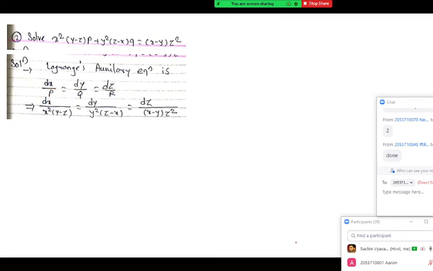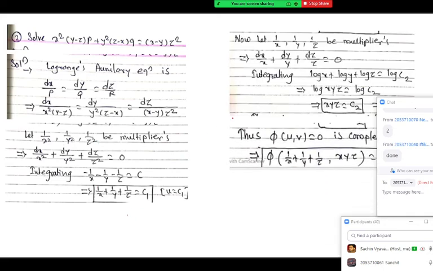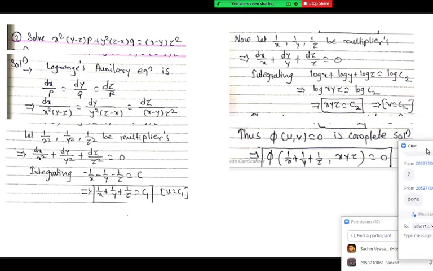Let me show you all a complete solution here. First, 1 by x square, 1 by y square, 1 by z square is selected, and next 1 by x, 1 by y, 1 by z is selected. So xyz is C2, and phi of u comma v equal to 0. Phi of u comma v equal to 0 is the complete solution there. Got it?